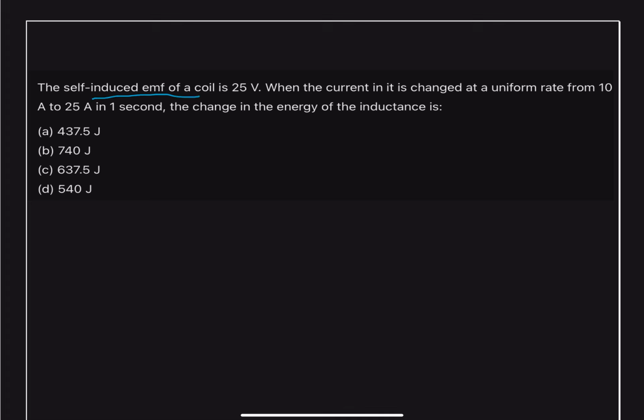The self-induced EMF of a coil is 25 volt, when the current in it is changed at a uniform rate from 10 ampere to 20 ampere in 1 second. The change in energy of the inductance is? So in this case we are going to use two formulas. One is the energy of the inductor and another one is the induced EMF.